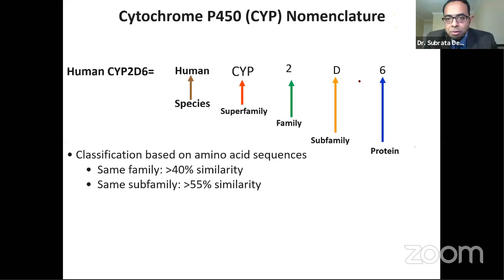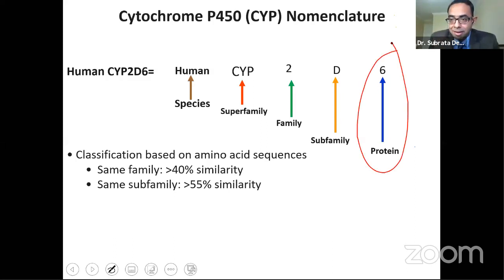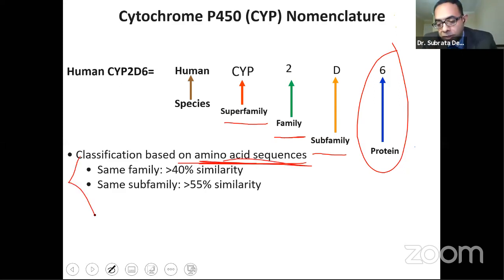So you can think about number 6 as an individual, right? We all are different, but eventually we are part of some micro-family, and those micro-families are part of a bigger extended family, right? And so on. And then eventually we are part of humankind. So likewise, it's very complicated to some extent, but that's how we name these CYP enzymes. And these are done based on amino acid sequences. They are classified in families or subfamilies.